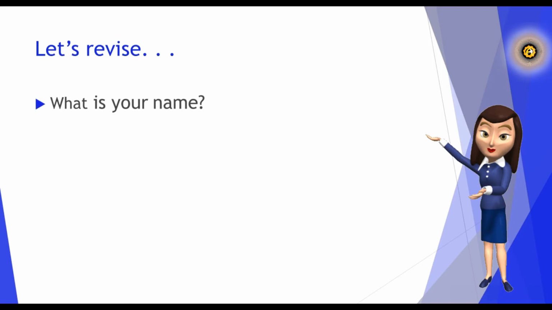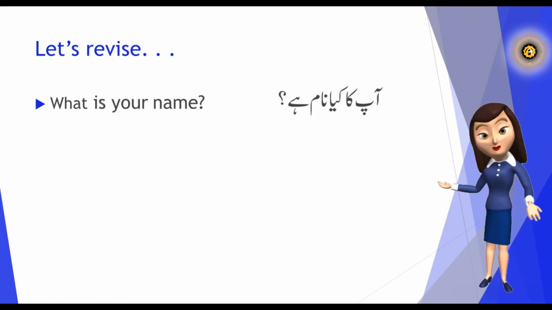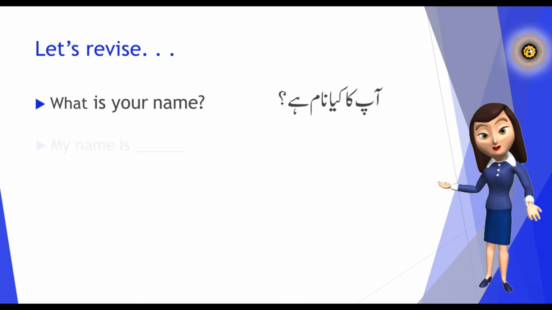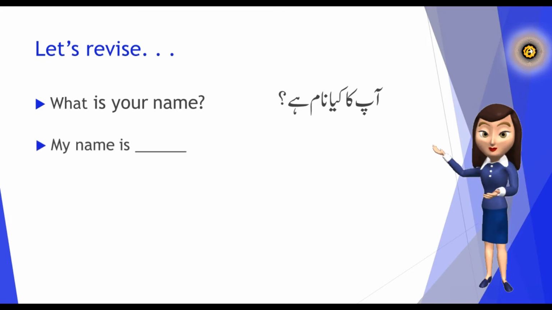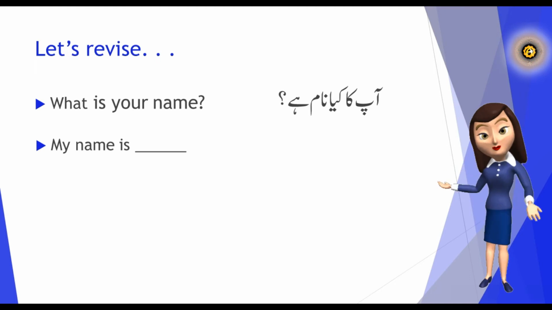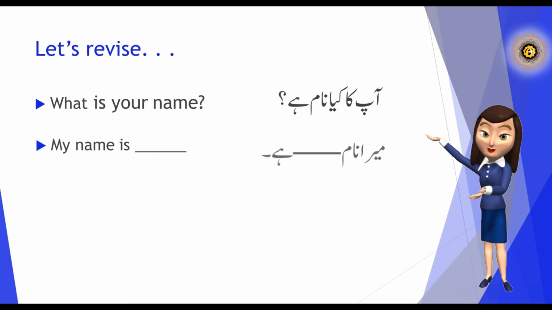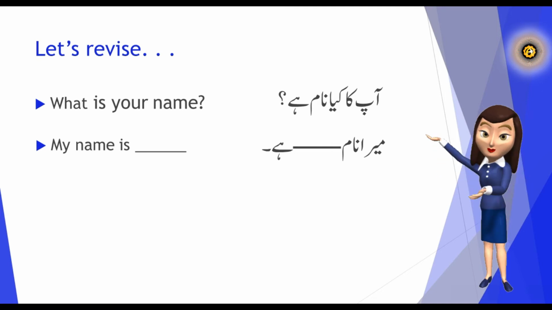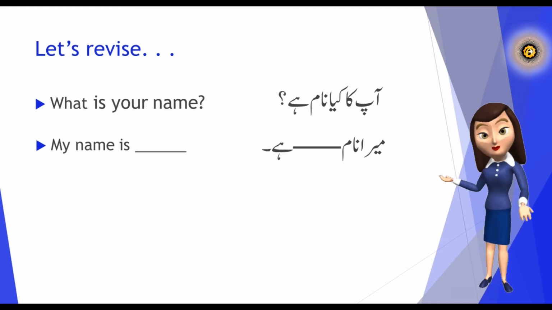So, we say, what is your name in English? And in Urdu it is, आपका क्या नाम है? Then in English we say, my name is dash. Whatever your name is, you are going to say that here. You are going to tell your name. And in Urdu it is, मेरा नाम dash है. So in the dash you are going to fill with the name, of course your name.